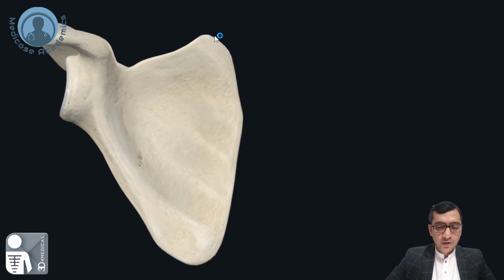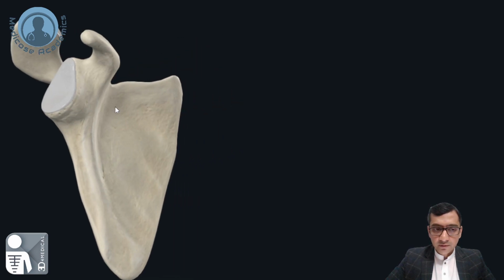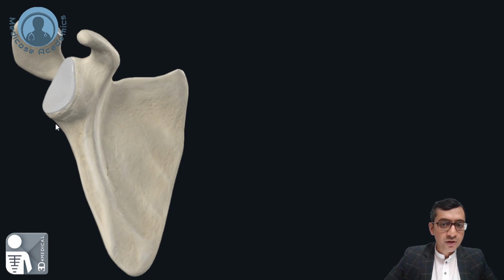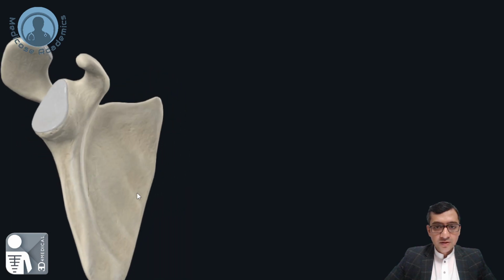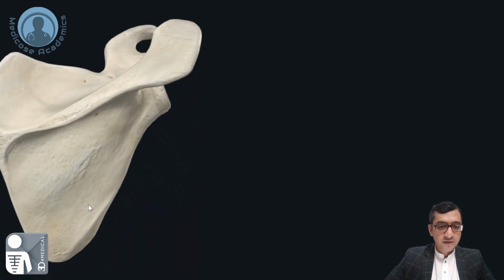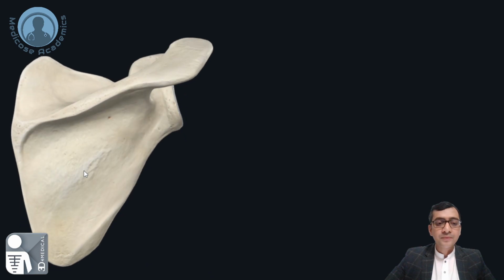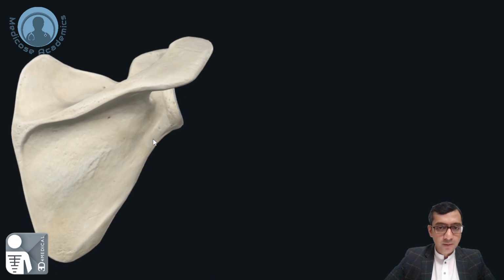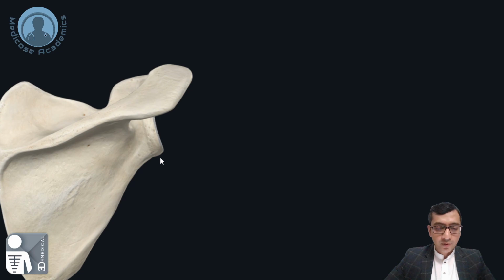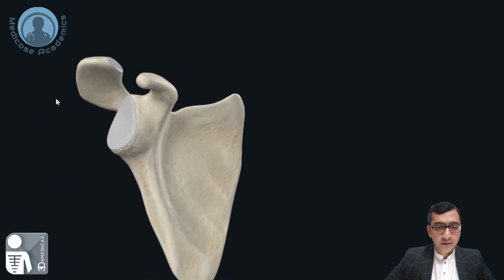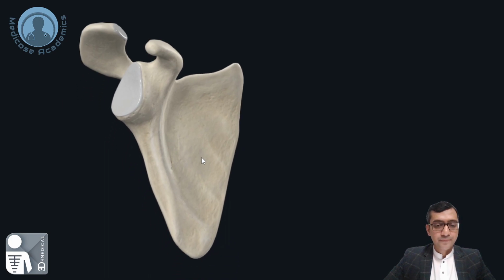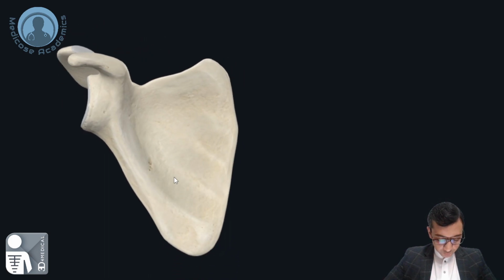I discussed the different borders: superior, medial, lateral. The lateral one was thick. Three angles: the lateral, the superior, the inferior. The lateral one had the glenoid fossa with the supraglenoid and infraglenoid tubercles. Two surfaces: the anterior one, the subscapular, and the dorsal one, that was divided into supraspinous and infraspinous. And the three processes: the spine of the scapula, the acromion process having superior and inferior surfaces, two borders, and the facet, and the coracoid process. So let us move on to the attachments.